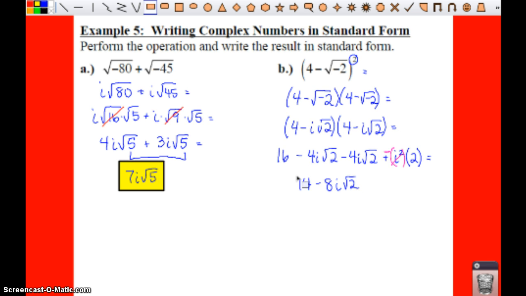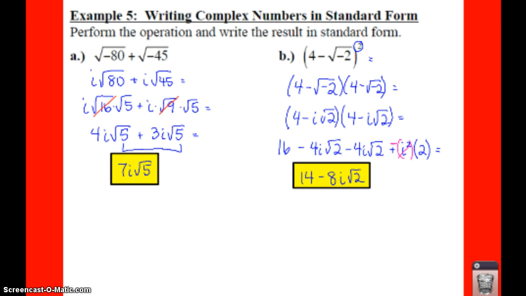So the big thing here for B, and anytime you're multiplying, you must bring this negative out first, because otherwise you're going to end up without an i in your answer. So be careful when you're doing your multiplying.